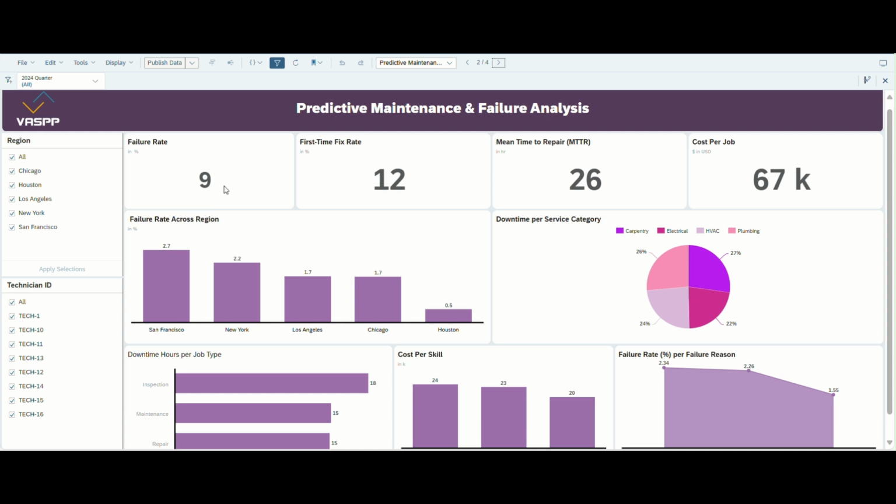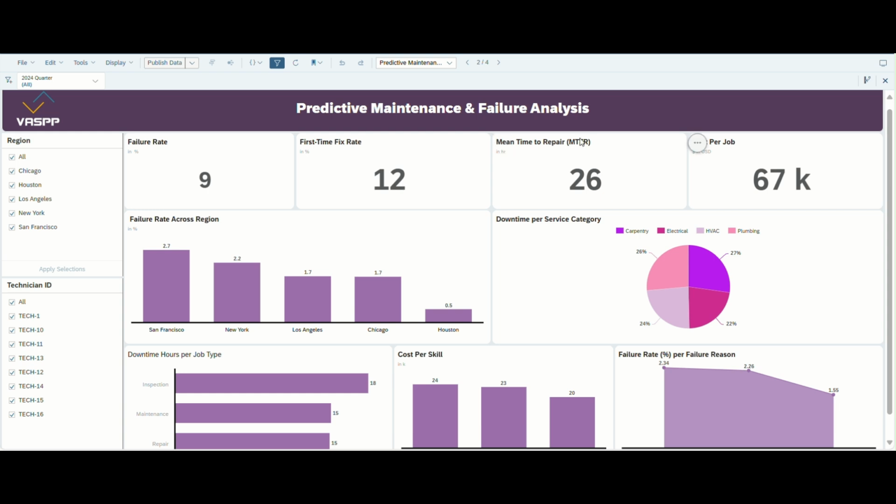First, failure rate, currently at 9%, tells us what percentage of service jobs fail due to repeat issues, incomplete fixes, or escalation. It's a signal for operations teams to deep dive into job closure quality and system reliability. Then comes first-time fix rate, which stands at 12%. This reveals how often technicians are able to resolve an issue during the first visit. A higher value here directly correlates with reduced costs, improved customer experience, and optimized technician scheduling.